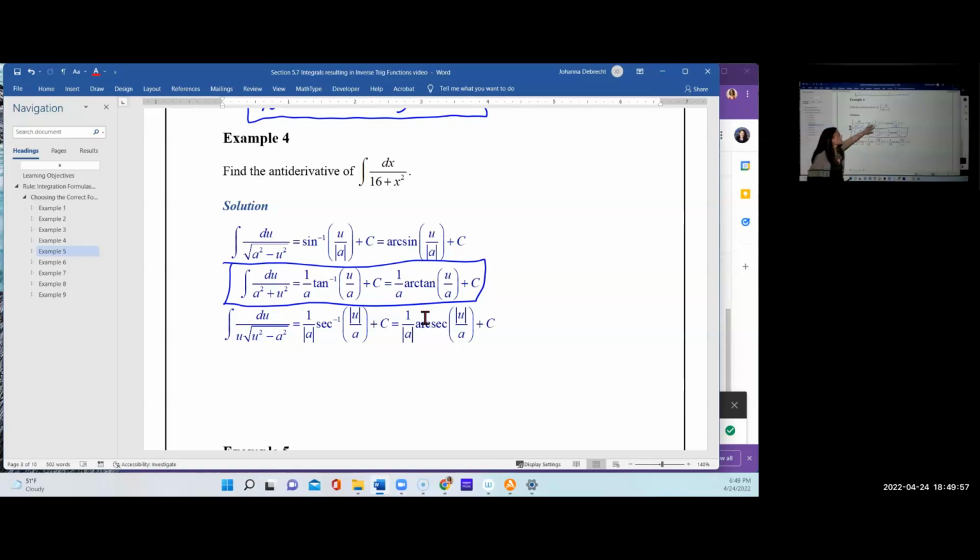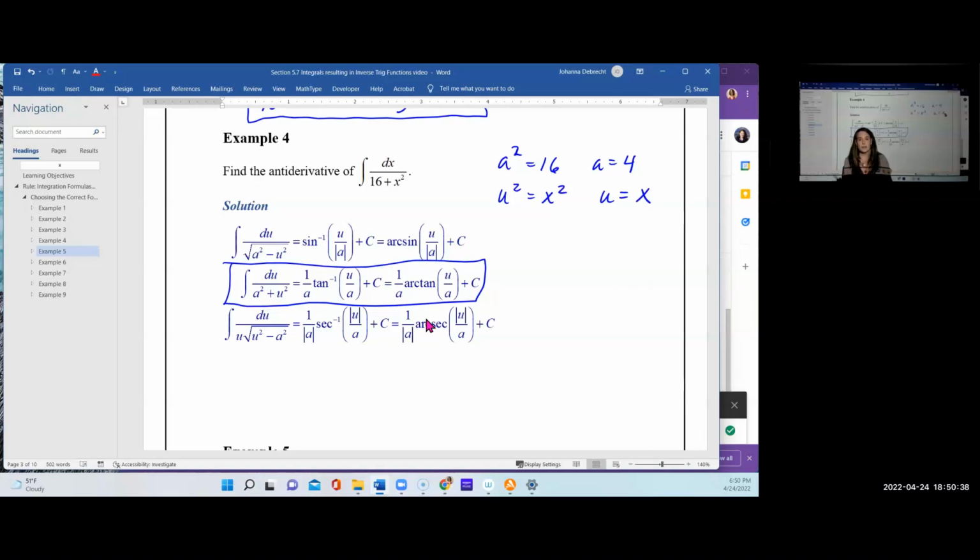So all we need to do is convert each piece, the 16, the x squared, and the differential dx, into du, a squared, and u squared, so that we can use the right side of the formula as the antiderivative function. We can tell by matching the pattern that a squared, the constant, must be 16. This means that we have a equal 4. Again, we use the principal or positive root. We can also tell that u squared must be x squared, which implies that u is equal to x.